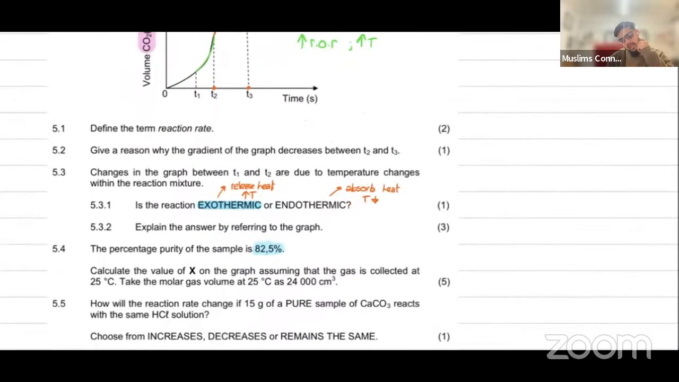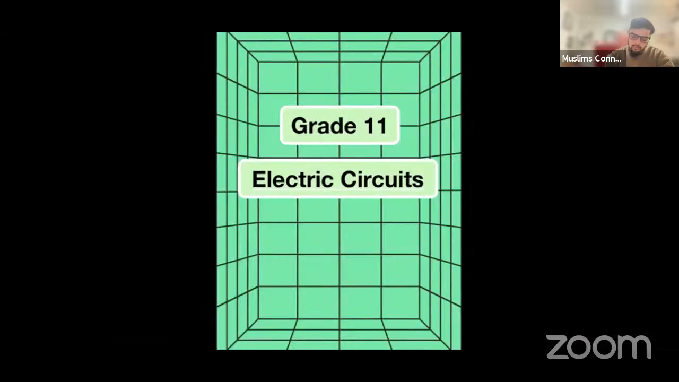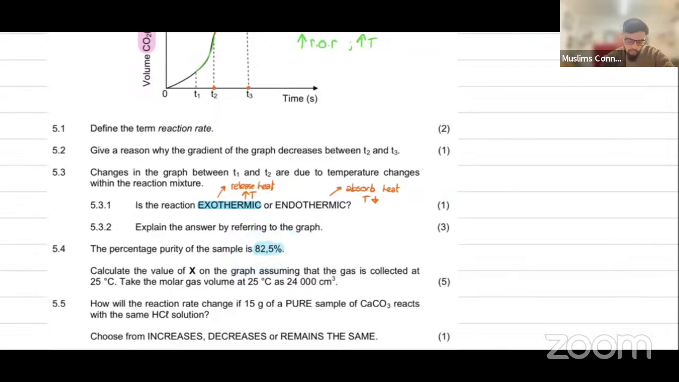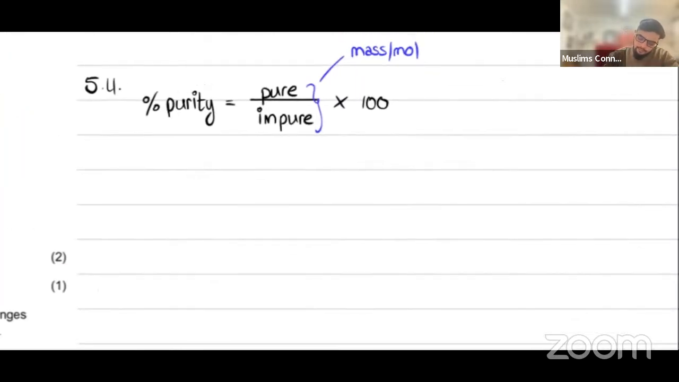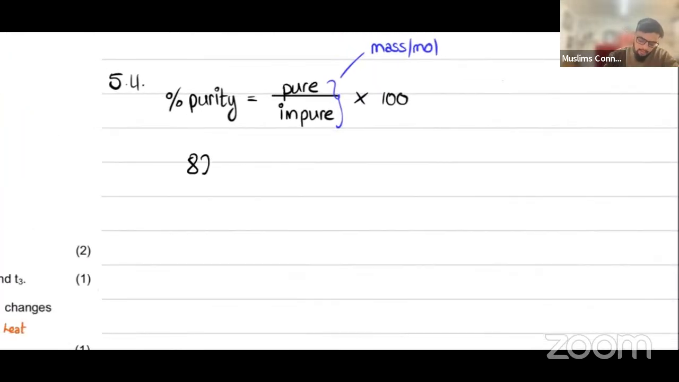Now we are also given the percentage, 82.5. 82.5% is the percentage purity. So we take 82.5 and we sub it in there. Remember, with the percentage, you can also put it over 100. Now, the pure value, we don't know. That's what we want to calculate, how much pure was actually there. Pure is the one that would actually react, because pure is the amount of pure CaCO3 that we're talking about.